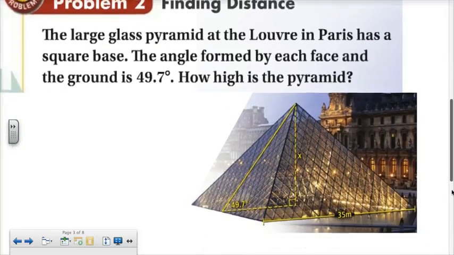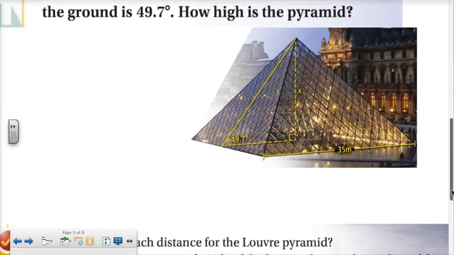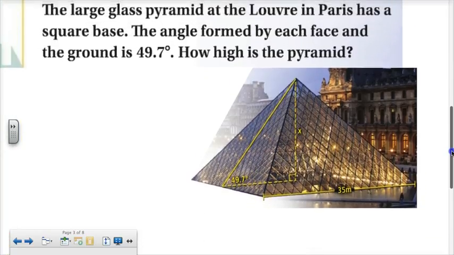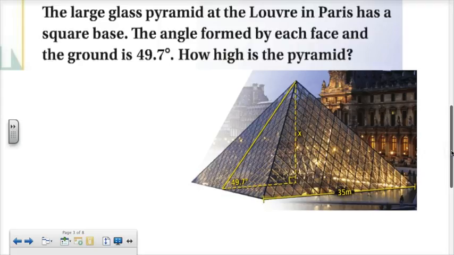And this one is about finding distance, and this is the large glass pyramid at the Louvre in Paris, and it has a square base. It says the angle formed by each face in the ground is 49.7 degrees. How high is the pyramid? Actually, they're not using the language here that they probably should, which is the angle of elevation. Because if you're on the ground and you're looking up, this 49.7 degrees is the angle of elevation.